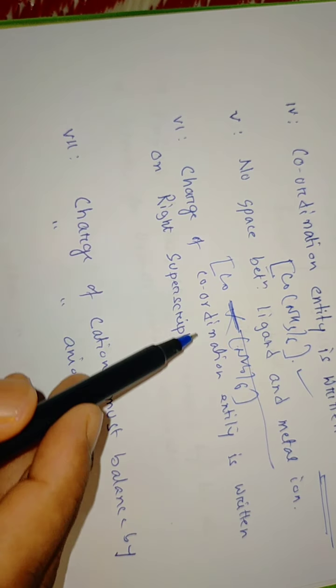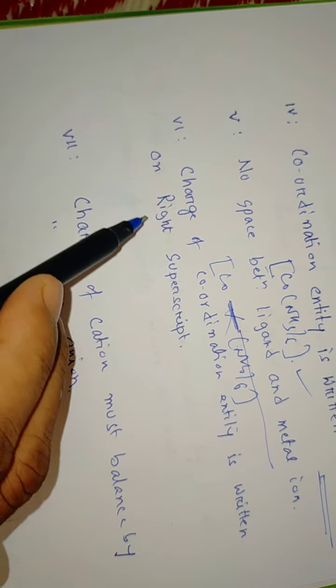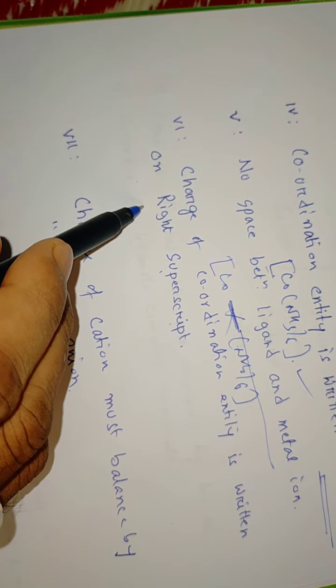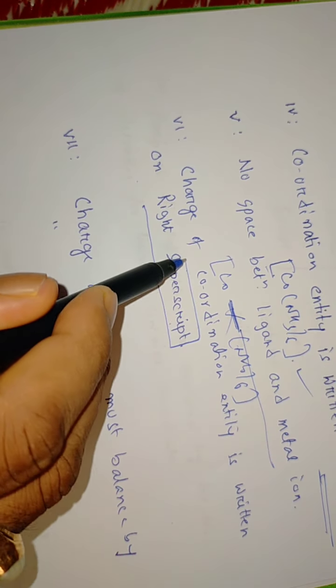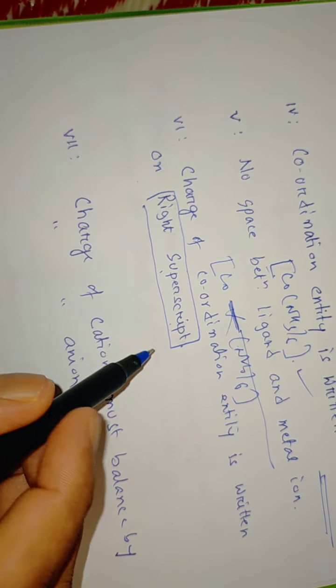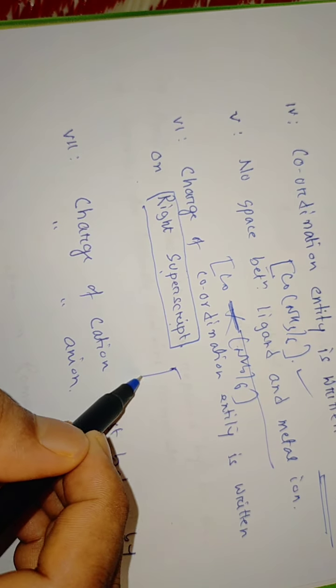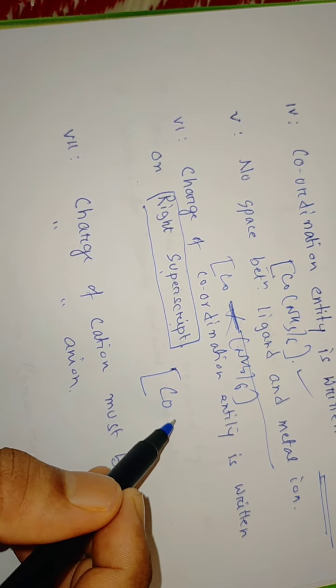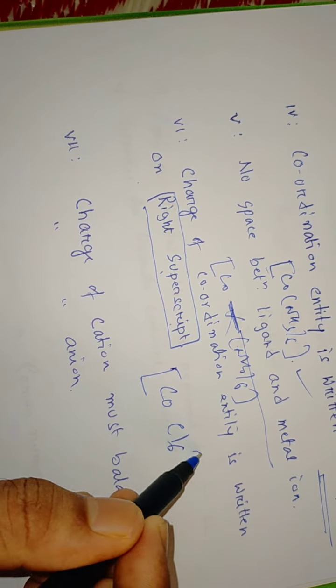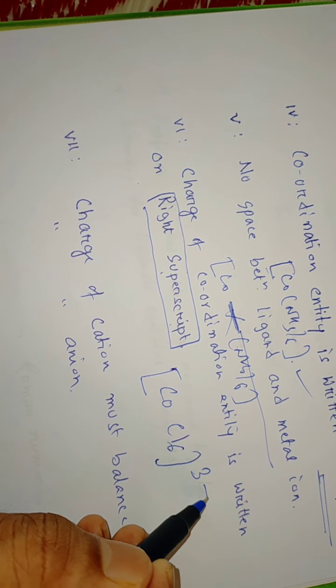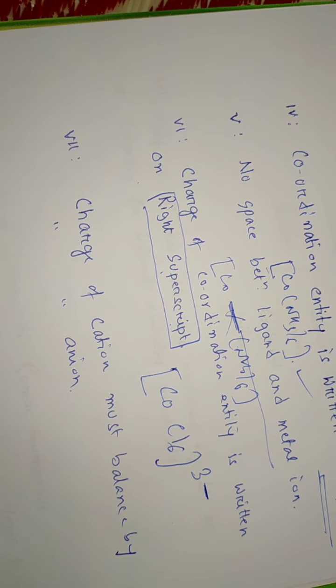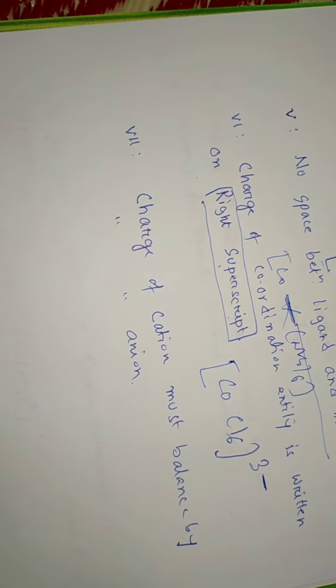Next one, charge of coordination entity is written on the right superscript. Is there any charge on the coordination entity? You have to write that in right superscript. For example, CoCl6, it contains tri-negative. So 3 negative charge on the right superscript.